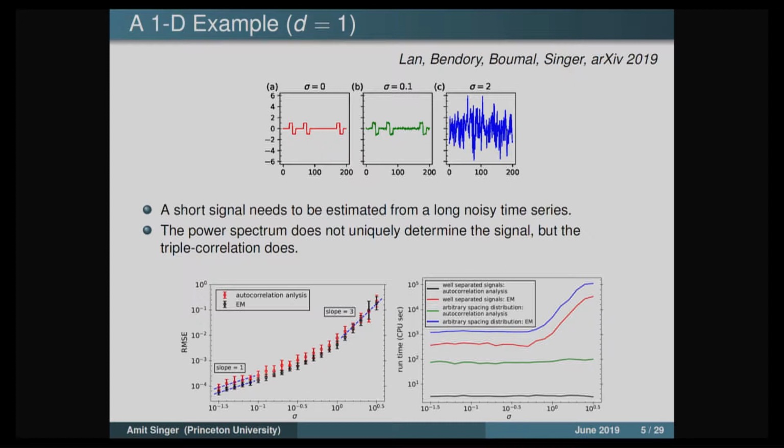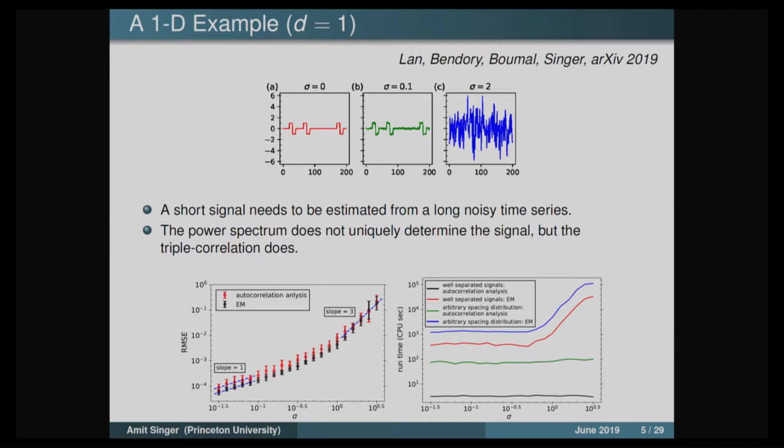What you see on the left is that the root mean squared error of both methods, EM (expectation maximization) and autocorrelation analysis, is more or less the same. EM is doing slightly better, but not significantly. And what is interesting is the behavior as you change the noise level, from a very low level of noise, where the slope is 1, to a very high level of noise, where the slope is 3.